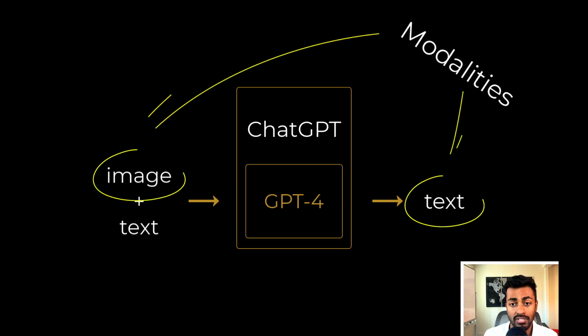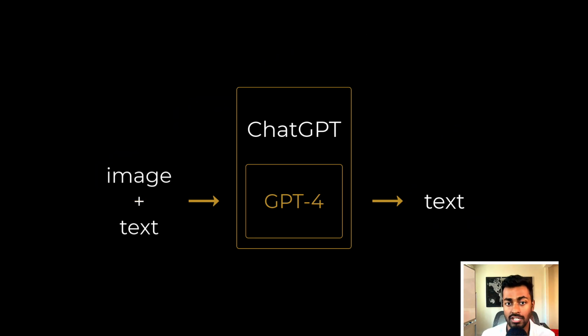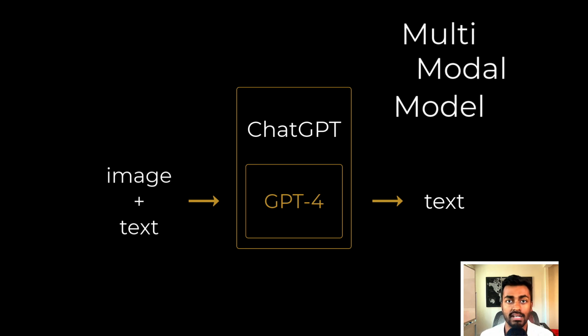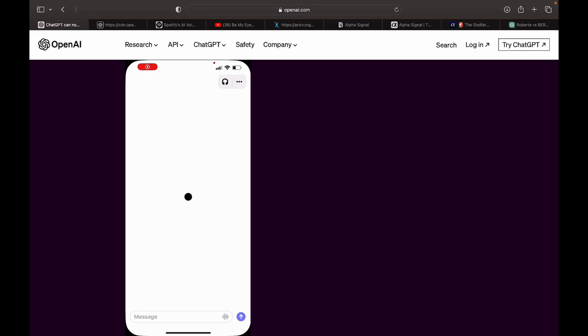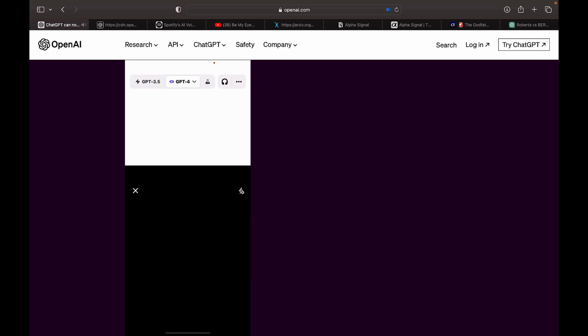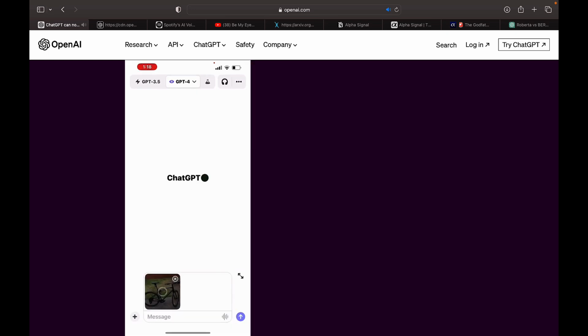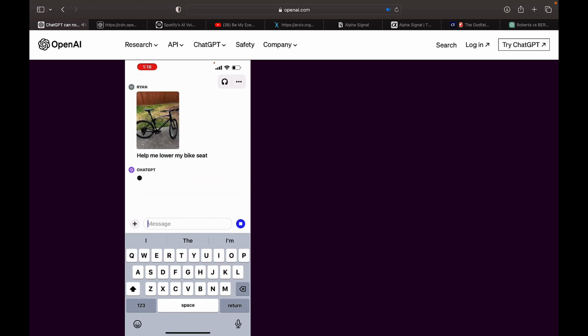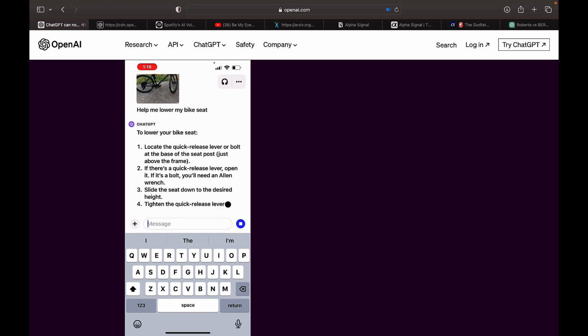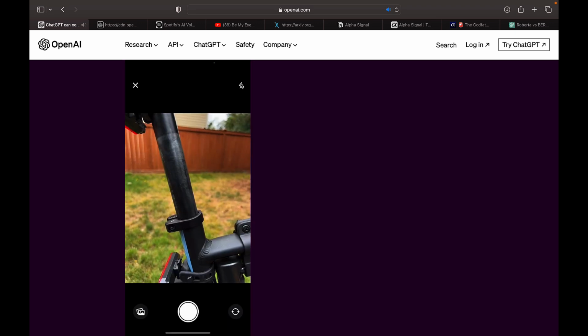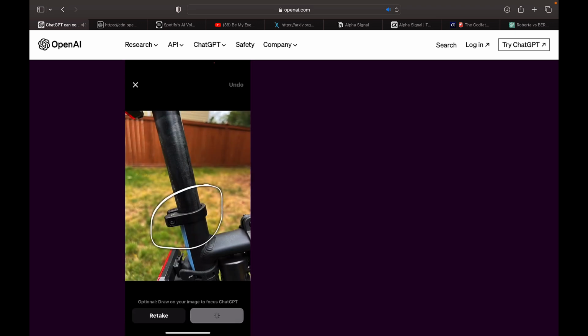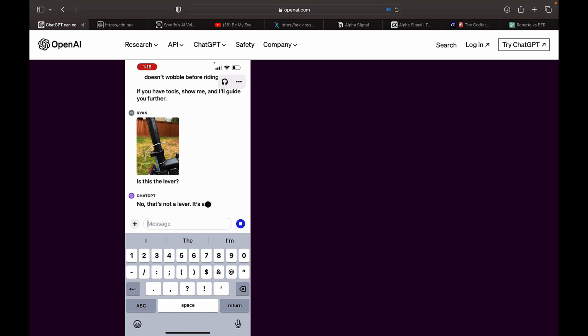Each of these media types are known as modalities, and hence ChatGPT with GPT-4 is a multimodal model because it can process multiple modalities. Well, let's take a look at these individually, starting with the image plus text input and the text output. With GPT-4, you can take a picture of like the bike here and add some context, and ChatGPT will use this text and image together when generating the response. You can even annotate the image with circles and use this with your text so that it provides some context when you're asking something to ChatGPT.